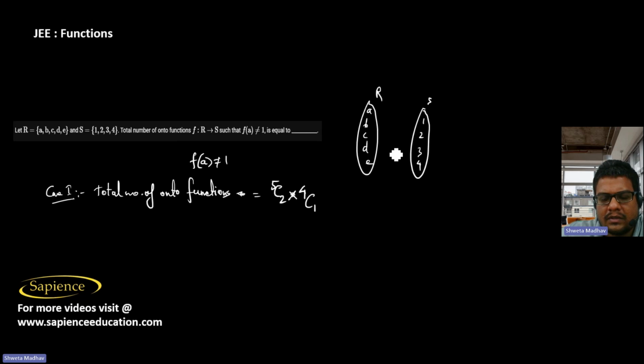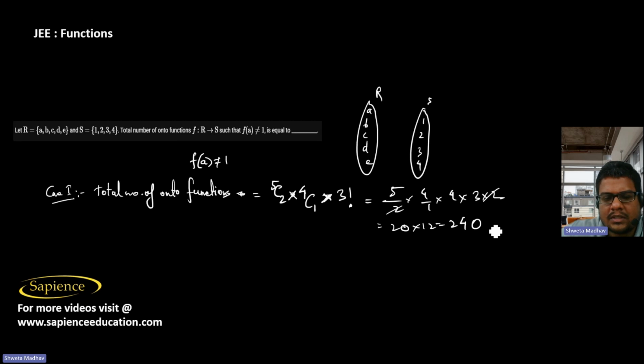4C1, out of these any one I will choose, and that will map with those two elements, and into 3 factorial, since the remaining three elements will map with the remaining three elements in 3 factorial ways. So that will be 5C2 into 4C1 into 3 factorial, 3 into 2. So this will be 5 4s are 20, 20 into 4 3s are 12. So that is 240 functions.